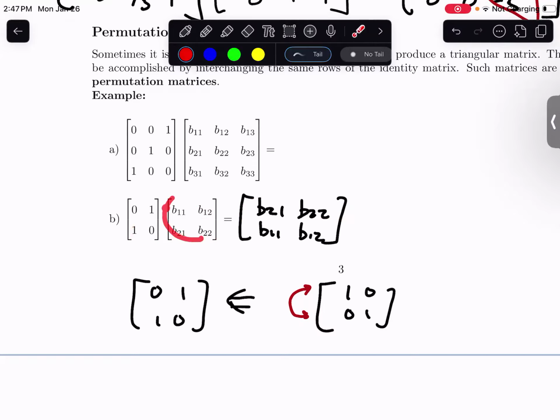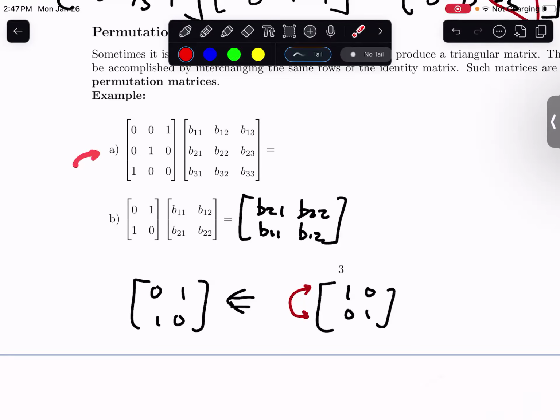So we took our matrix B, and then we just flipped the rows, and it has this effect. That's how you flip rows via matrix multiplication. So now we know how to do elimination, and now we know how to permute things. And then I'll do the larger 3 by 3 example as well.